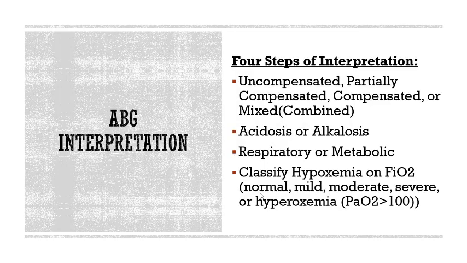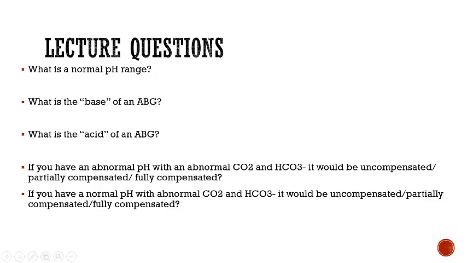So your 4 steps of interpretation are uncompensated, partially compensated, fully compensated or mixed or combined, acidosis or alkalosis, respiratory or metabolic, and then classifying your hypoxemia and FiO2 as normal, mild, moderate, or severe, or you could have hyperoxemia as well. These are your lecture questions.